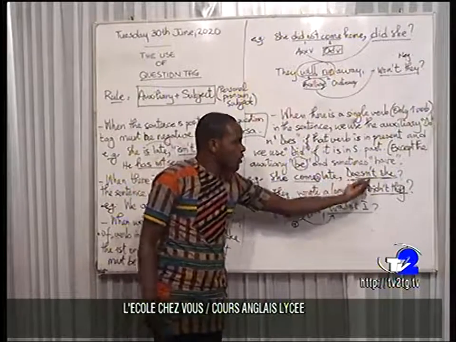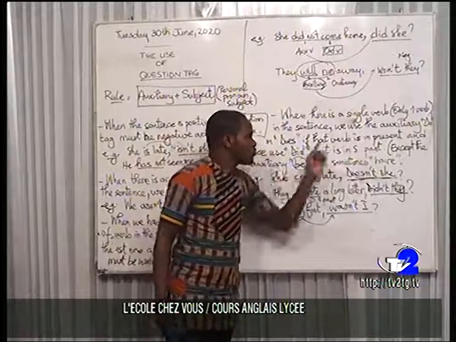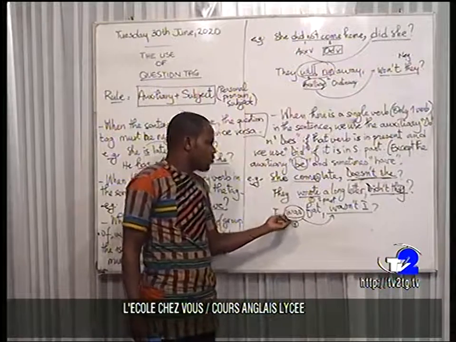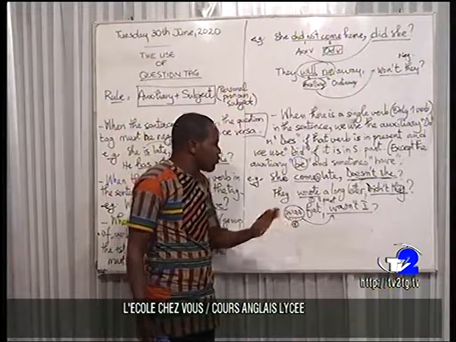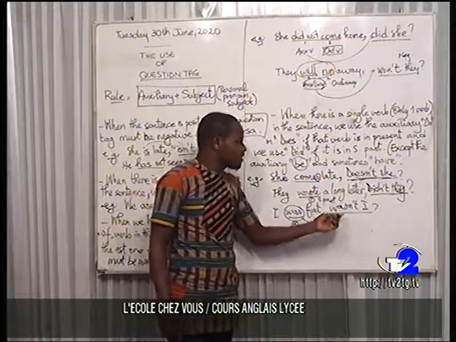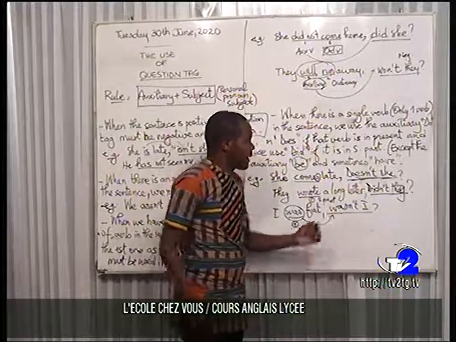So that is the way we form the question tag when your verb is a single verb. We have to call on the auxiliary do in present or did in past. But if your verb is an auxiliary verb, don't worry at all. Just repeat it in your question tag.